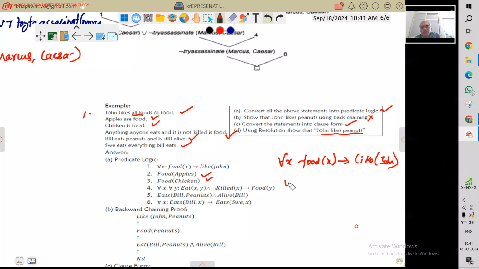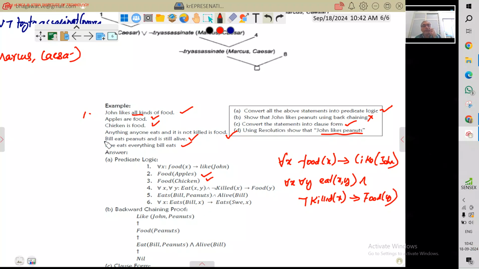So we say that for all x, for all y, eats. Anything anyone is going to eat. So eats will be a predicate of x comma y. If x eats y and it is not killed, so if I take a predicate killed, and x is not killed, we'll put negation, x is not killed, implies that y is a food. So we are quantifying x to a person and y to a food. So it implies that y is a food.